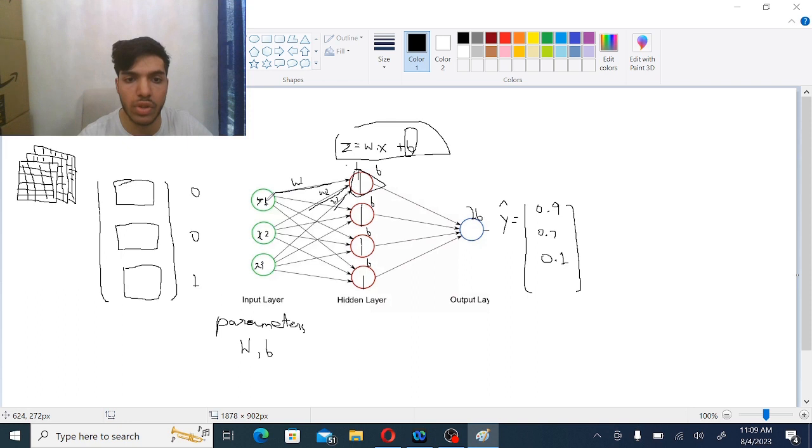So multiply inputs times corresponding weights, add a bias to it. That's the linear function part. And then we have the activation function in the second part. So what is the activation function in the hidden layer? We use something called a ReLU, rectified linear unit. It looks something like this. Let me just draw it for you.